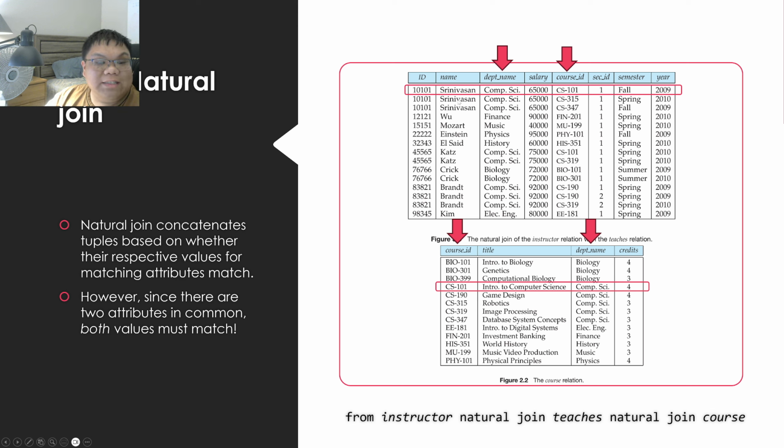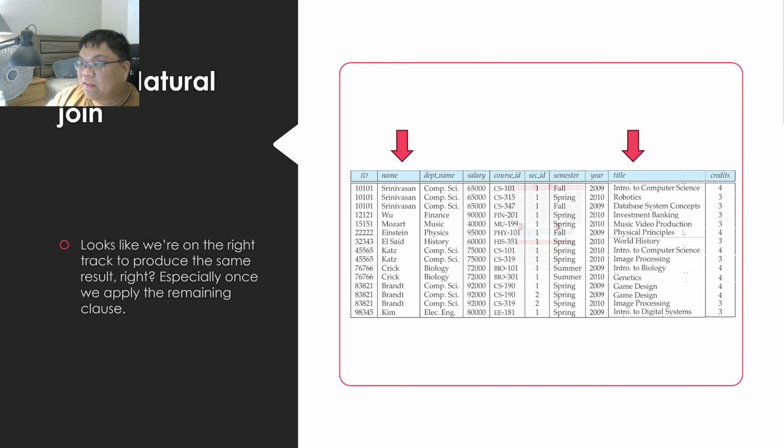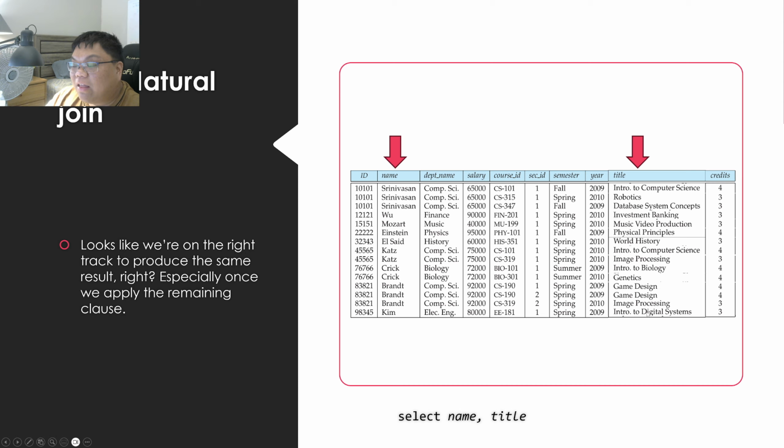If you were to conceptualize this as code, it's basically a nested for loop. So for each row in this table, we're going to combine it with each row in this table. The result is this table where we have ID, name, department name, salary, course ID, section, semester, year, title, and credits. And it looks like we're about to produce the same table as we did in the previous query, where it was natural join, then Cartesian join. This is natural join, and then natural join again. The last step would be to select the name and title columns in this table.